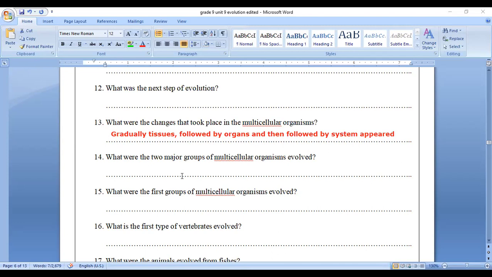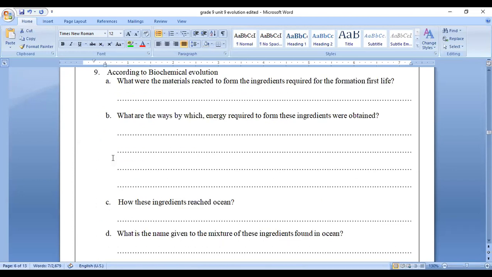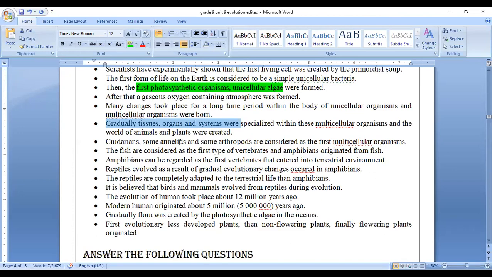Okay, sir. Question number 14: what were the two major groups of multicellular organisms? The two major groups are animals and plants.